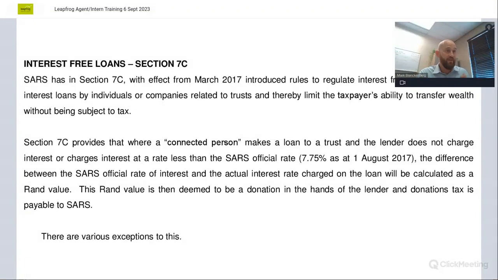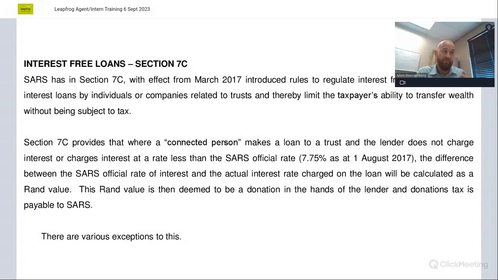prospect for most people. So what they were doing is they would generally be doing loans. So I would transfer the property to the trust, and I would get a written loan between myself and the trust that the trust owes me 5 million rand. But SARS is well aware that the intention of people, generally speaking, was not that the trust was going to repay me that 5 million rand.